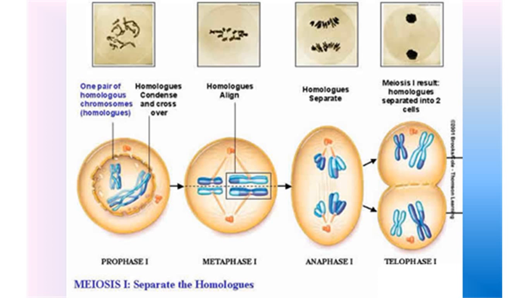We have a nice complicated diagram that shows you all the stages of meiosis 1. Don't worry if it looks kind of confusing. We're going to go through each of these stages one by one.